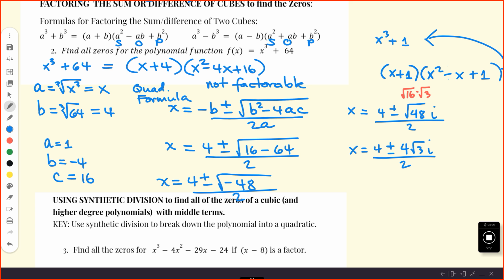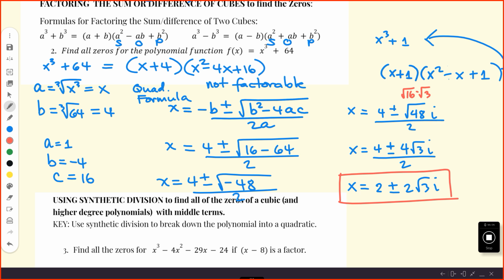Make sense? Well, we can still divide both terms by 2. We can divide 4 by 2. We can divide 4 by 2. So x is equal to 4 divided by 2, plus or minus 2 square root of 3 i. Okay, so that's going to be our second and third roots, right? Because this one will take both values, 2 plus 2 square root of 3 i and 2 minus 2 square root of 3 i.